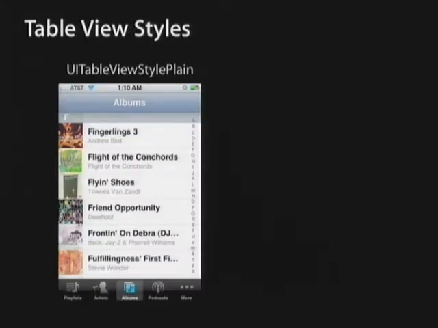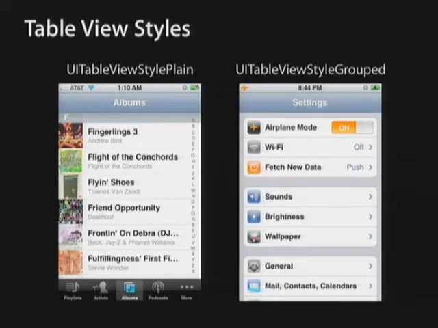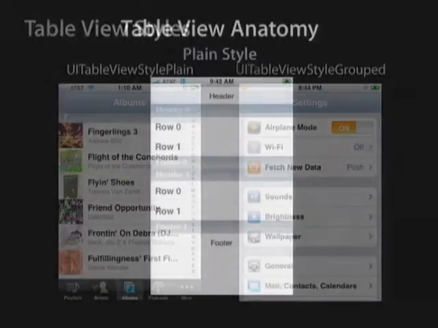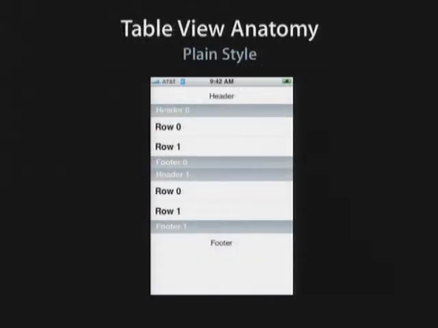So table view comes in 2 basic styles. There's the plain style, which has cell content that goes edge to edge on the screen, and the group style, which has rounded rectangles separating each section. There are several components in a table view. There's a header that exists at the top of the content, and a footer that exists at the bottom of all of the content. There are multiple sections.